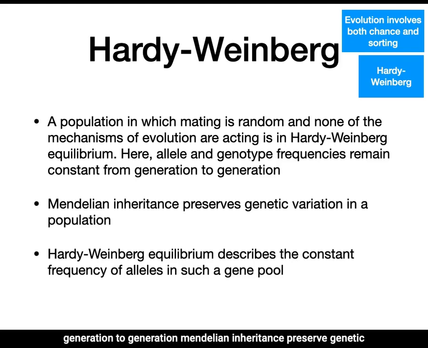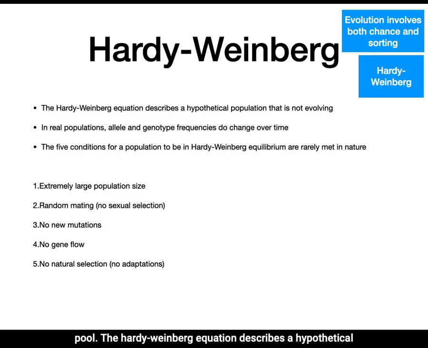Mendelian inheritance preserves genetic variation in a population, and Hardy-Weinberg equilibrium describes the constant frequency of alleles in such a gene pool. The Hardy-Weinberg equation describes a hypothetical population that is not evolving. In real populations, allele frequencies do change over time. There are 5 conditions for a population to be in Hardy-Weinberg equilibrium, and they are rarely met in nature.